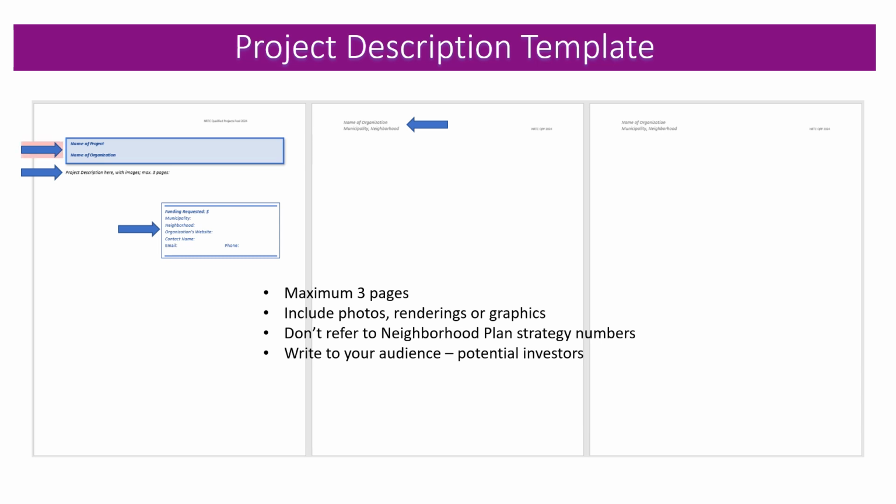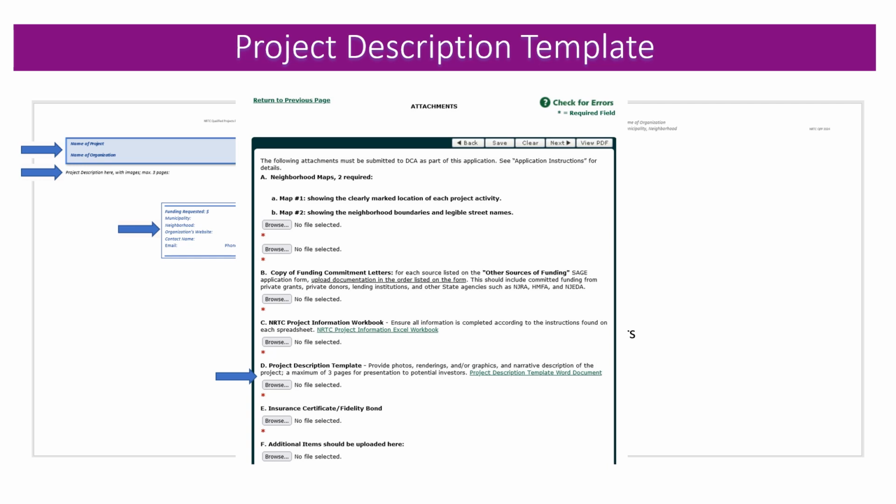A few tips. In the blue text box, you should replace name of project and name of organization with the name of your project, application, and organization. Also, of course, you'll replace project description here with the description of the project. You will replace name of organization, municipality, and neighborhood in the header with your information. And in this text box, we're going to ask you to please enter your information next to the info already there. Insert the photos, renderings, or other graphics that will help potential investors see the potential in your project. Once completed, upload the project description template to Section D of the attachments page.